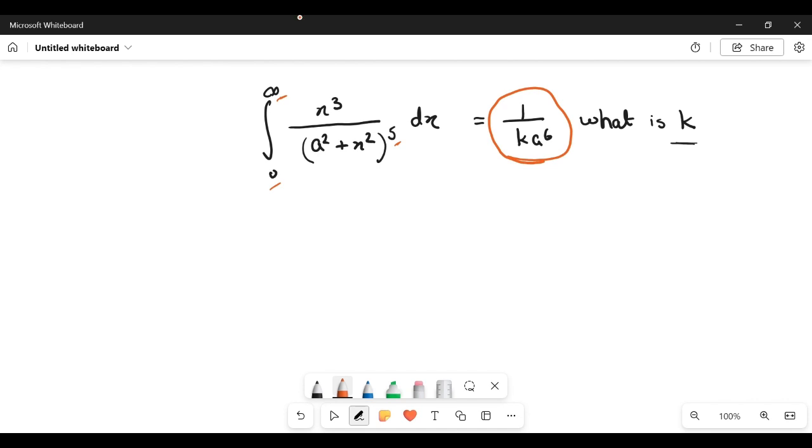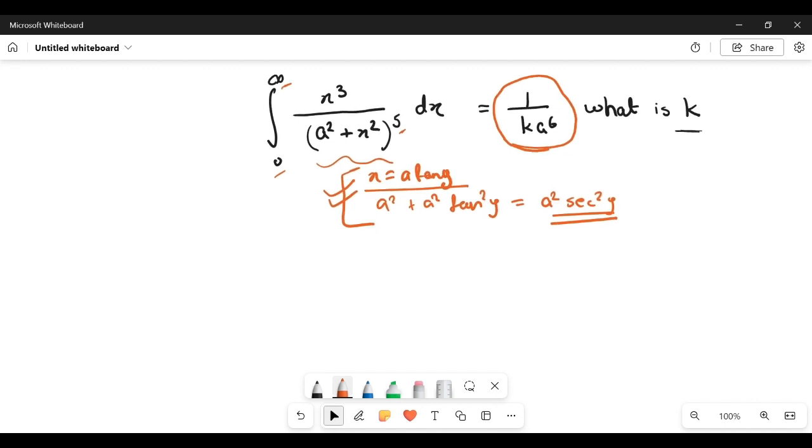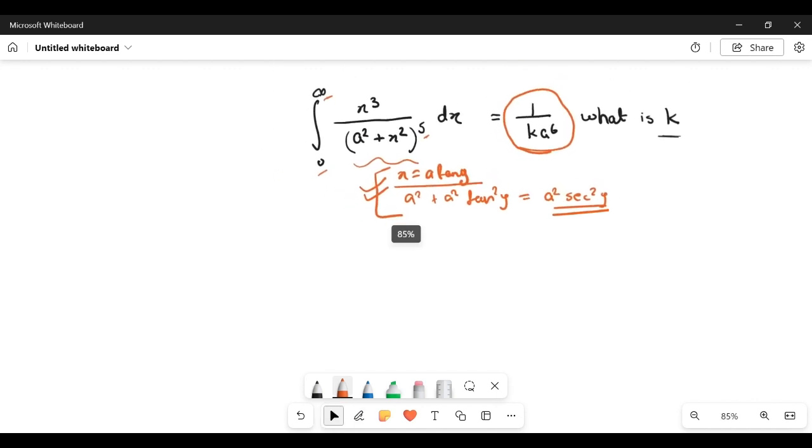So whenever you see such kind of setup, one thing that should come to your mind is, why not put x is equal to a tan y? But why? The reason is very simple: a square plus a square tan square y will give you a square sec square y. So generally, to use this kind of setup, we put x is equal to a tan y. All right, great. So let's actually do that.